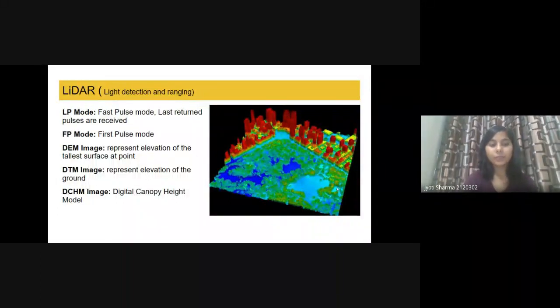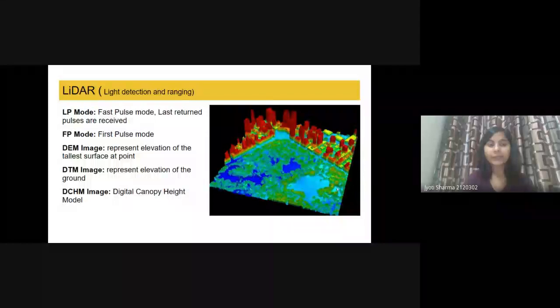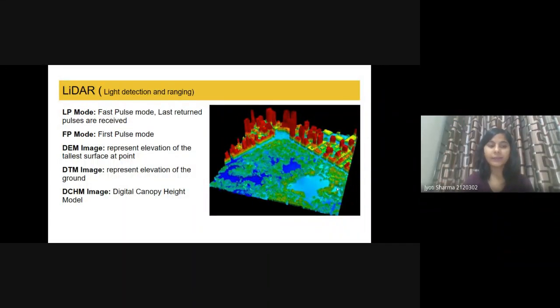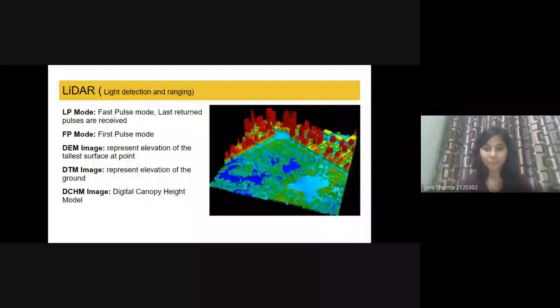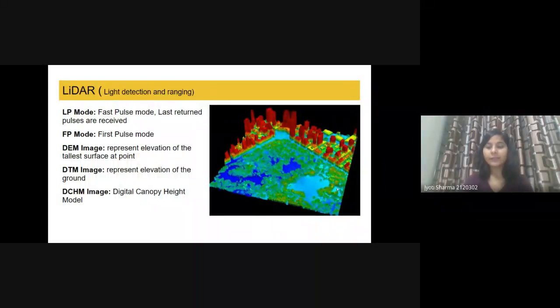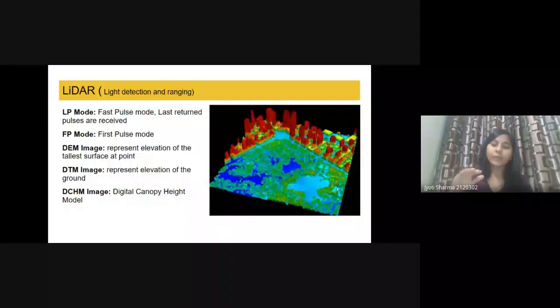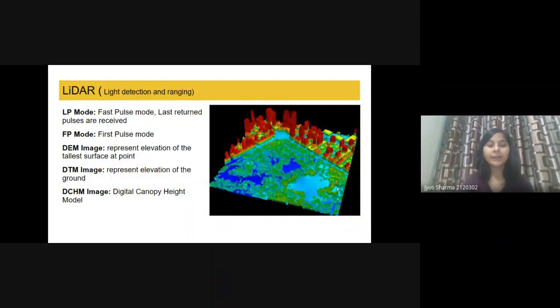Then based on this LP mode and FP mode, you can get the DEM image, DTM, and the DCHM. DEM means digital elevation model. We already talked about it, that you can get the height of the mountains or the hills from it. Then terrain image, like what's the sea level surface area you have. Then you can get the elevation of your ground using DTM. This is the digital terrain model. Then we have the digital canopy height model. This can also be estimated making use of LP and FP mode.